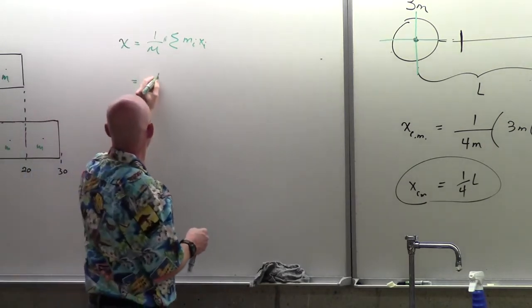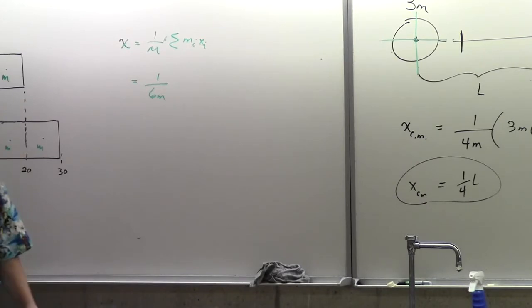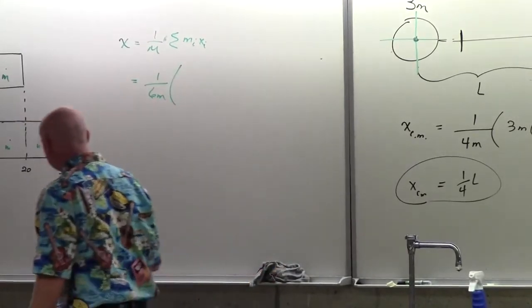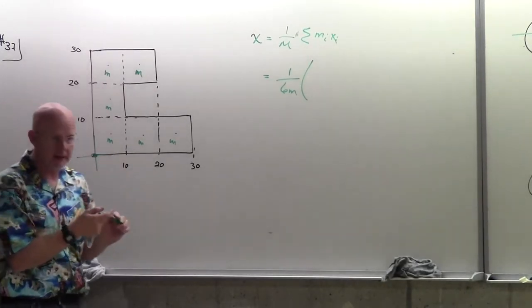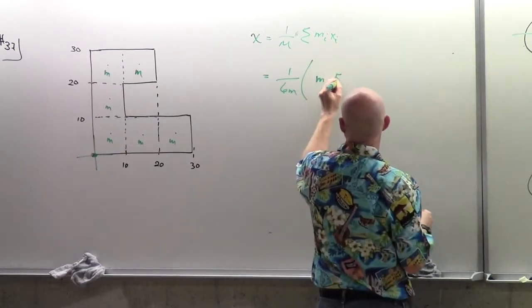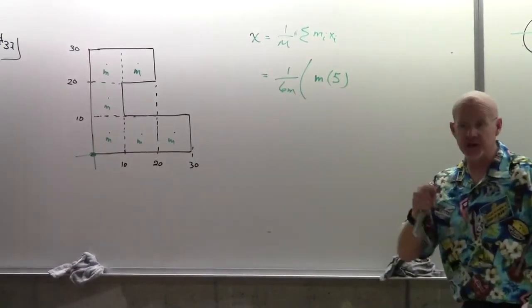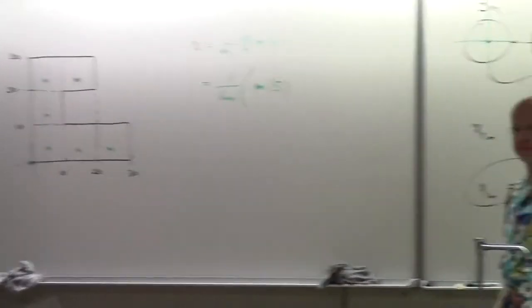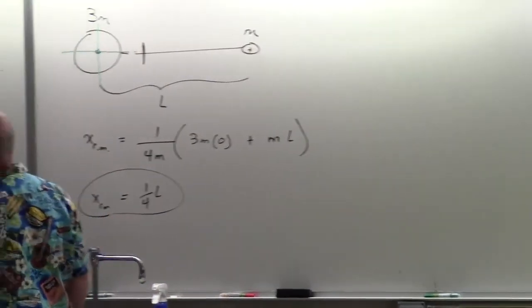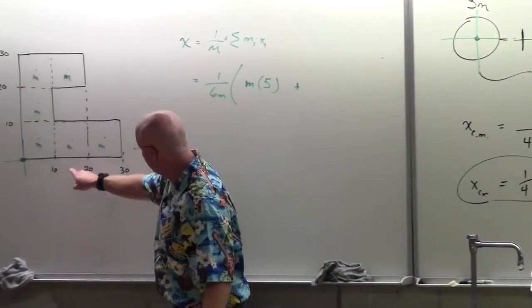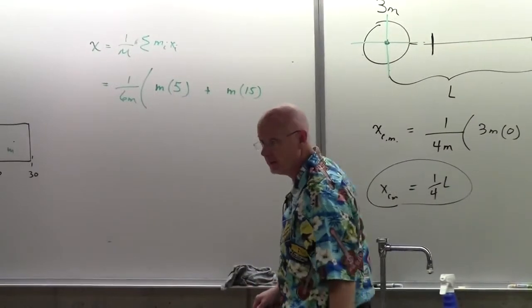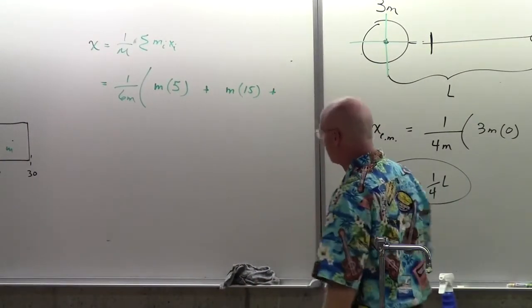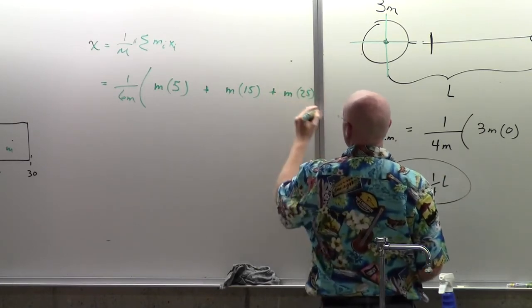All right. So if we call little m the mass of each individual square, then this right here becomes 1 over 6m, right? And then I have 6 pieces to add together. Let's start with this first one. This first one would have a mass of m, and what position would it be at? And when I say its position, I mean its position of its center of mass. Isn't it at 5? Let's go across the bottom. The second one here, what's its position? Isn't it at 15? Let's do the next one. Isn't it at 25?